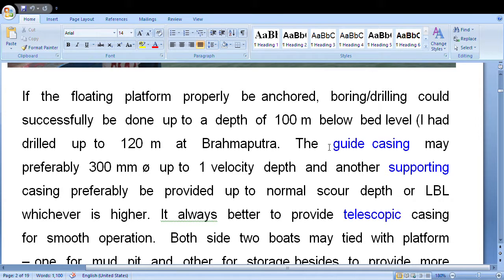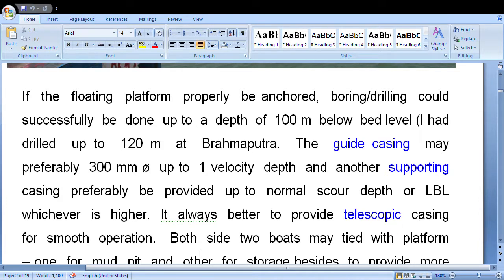I have already talked about the guide casing and supporting casing. The supporting casing should preferably be 200 mm and the guide casing preferably 300 mm. And it is much better to use telescopic drilling. Say our drilling depth is 100 meters. We have to make some segments.